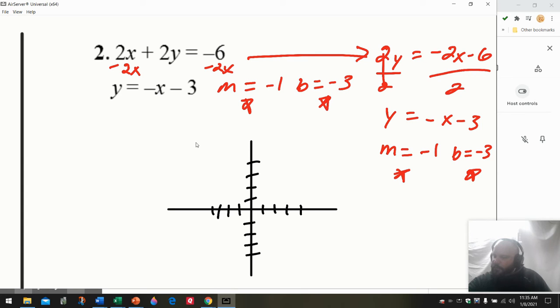Like that. So the y-intercept is -3, and then the slope would be down 1 over 1. And I could go ahead and draw my line. It would look something like that.